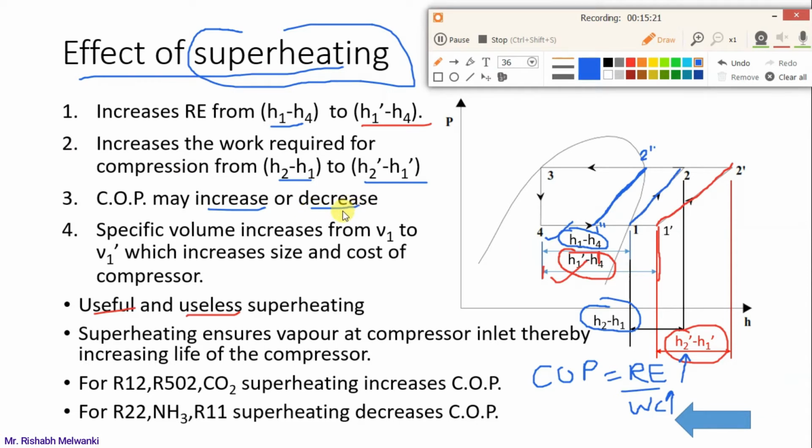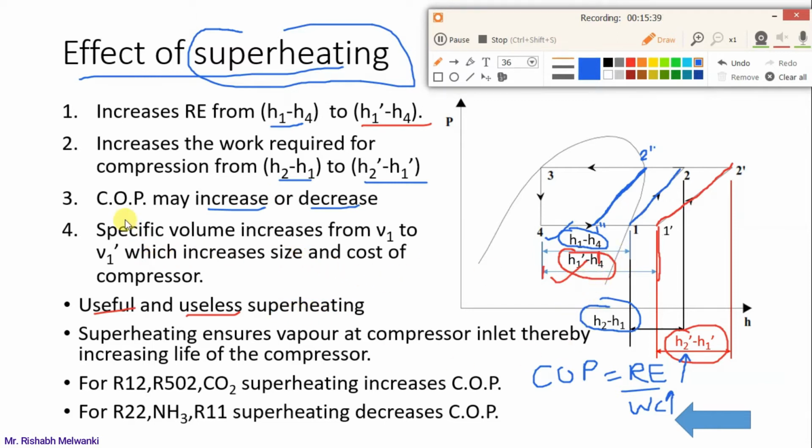Now here there is a mistake in RS Khurmi. If you see RS Khurmi, it will say that the COP decreases. So here you need to be careful that because of superheating, the COP may increase or decrease. We will understand in detail how. Now because of this, what happens?